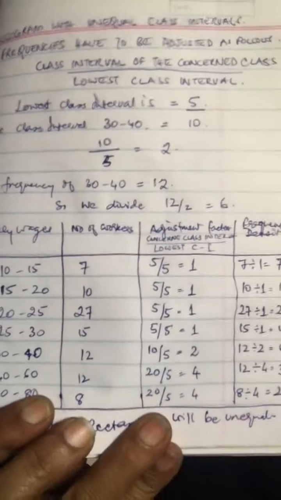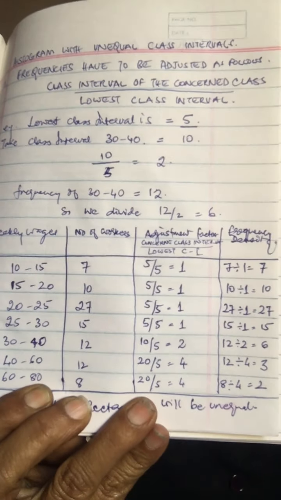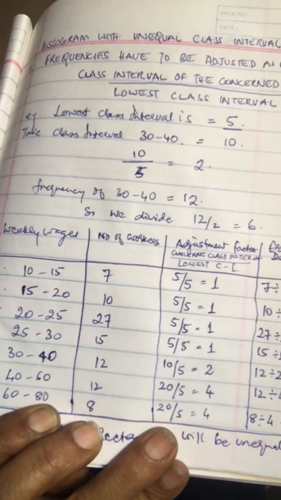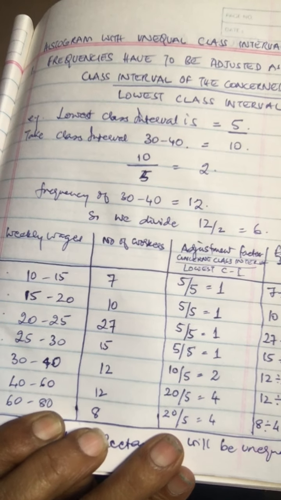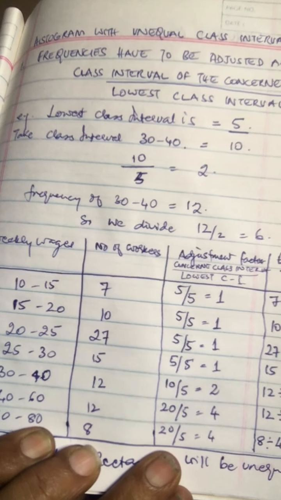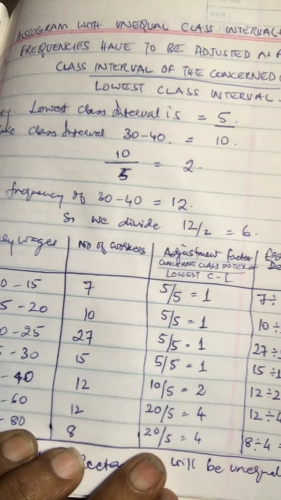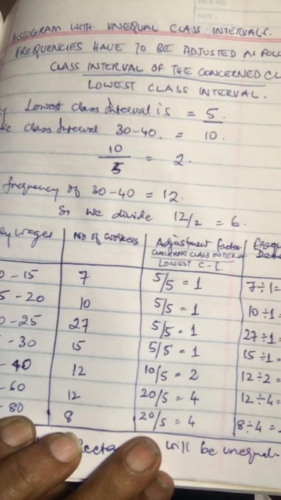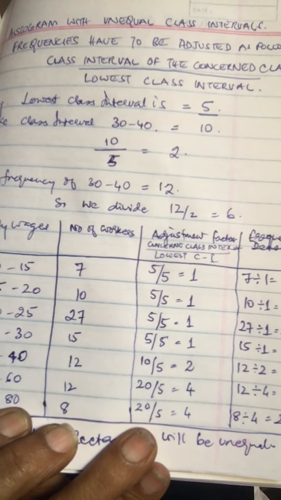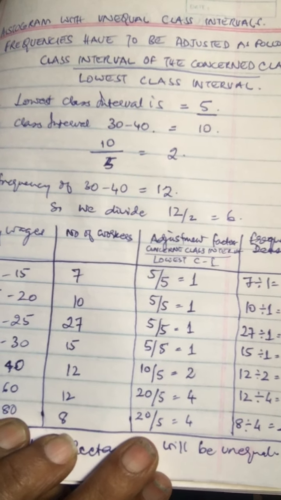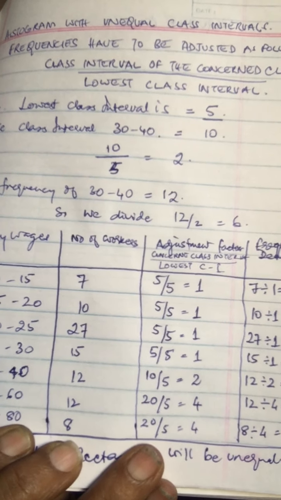Now, I've worked out how we do it. Look at this. The important thing, just pay attention, is how do we adjust? We take the class interval of the concerned class. Let's take the first. The first is 5, and the lowest class interval, that too is 5. When we divide that, whatever we get, we divide the given frequency by it. So 5 divided by 5 is 1. So 7 divided by 1 is 7.